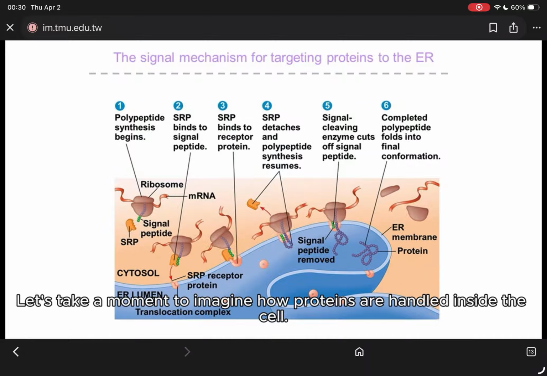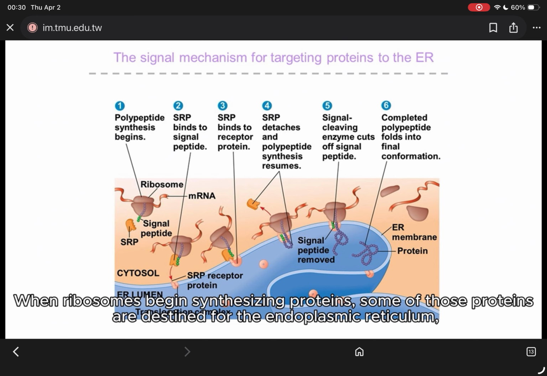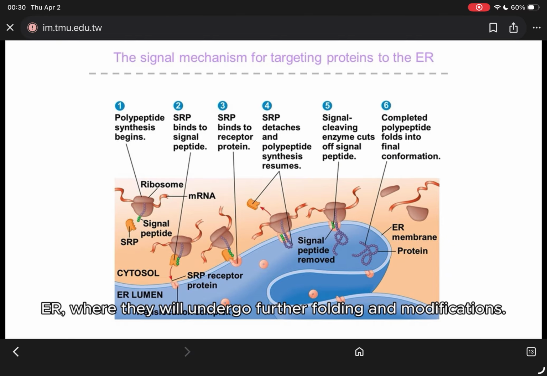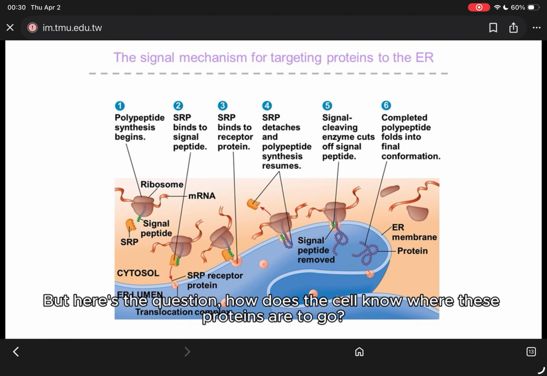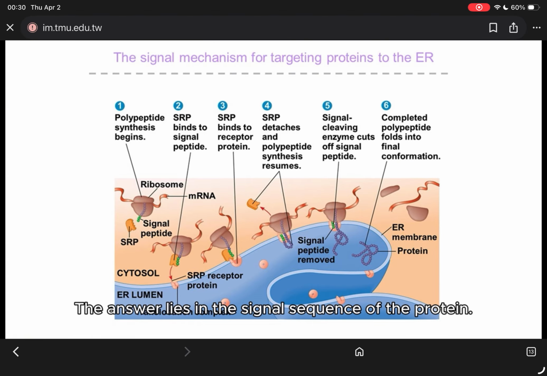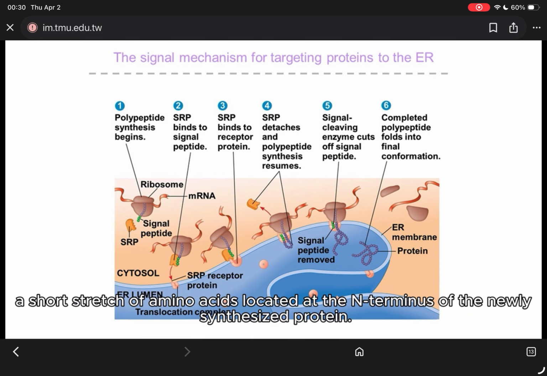Let's take a moment to imagine how proteins are handled inside the cell. When ribosomes begin synthesizing proteins, some of those proteins are destined for the endoplasmic reticulum, ER, where they will undergo further folding and modifications. But here's the question: how does the cell know where these proteins are to go? The answer lies in the signal sequence of the protein. This signal sequence is usually a short stretch of amino acids located at the N-terminus of the newly synthesized protein.